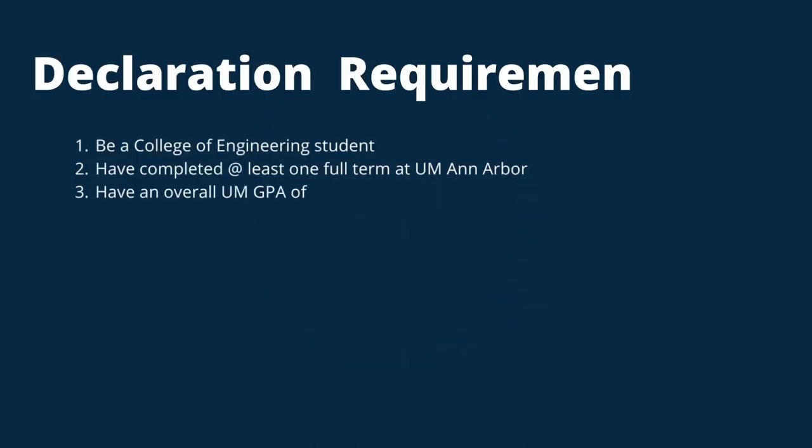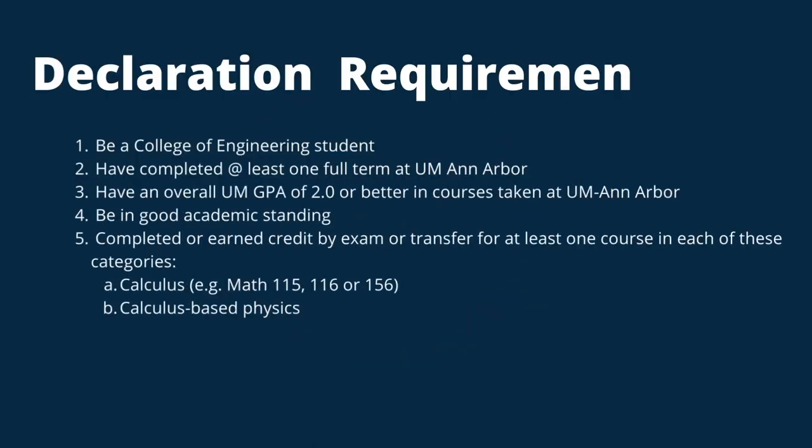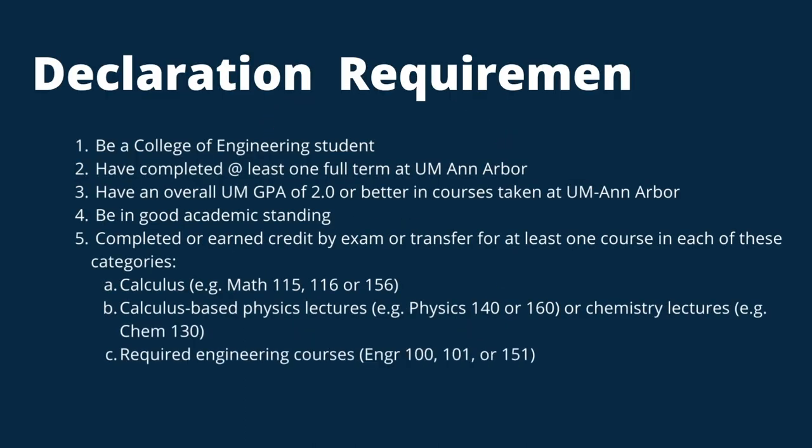In order to declare a major, you must 1. Be a College of Engineering student, 2. Have completed at least one full term at U of M Ann Arbor, 3. Have an overall U of M GPA of 2.0 or better in courses taken at U of M, 4. Be in good academic standing, and 5. Completed or earned credit by exam or transfer for at least one course in each of these categories.